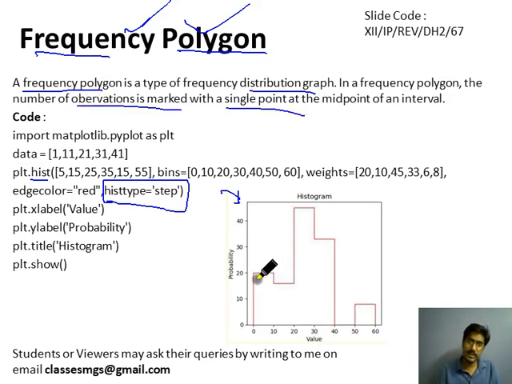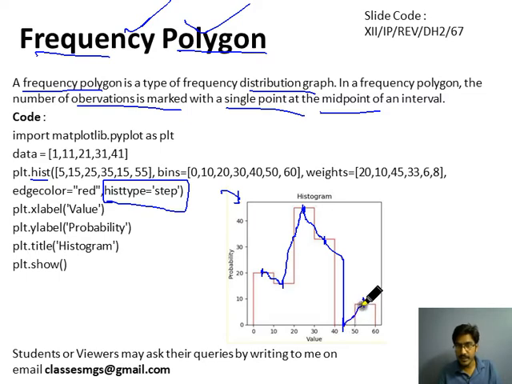In this, the observations are marked with a single point, which is the midpoint of the interval. So this is the midpoint of the interval. This is another midpoint of the interval, and another, and another, and another. So we will draw the midpoints and connect those midpoints like this. This is the frequency polygon graph. So for the frequency polygon, first draw the histogram, then calculate the midpoint of each interval, mark those and connect them like this. This is the example of the frequency polygon.